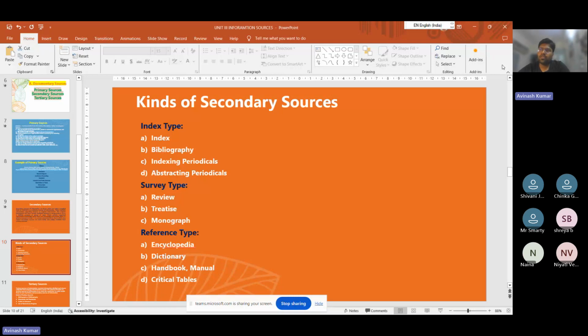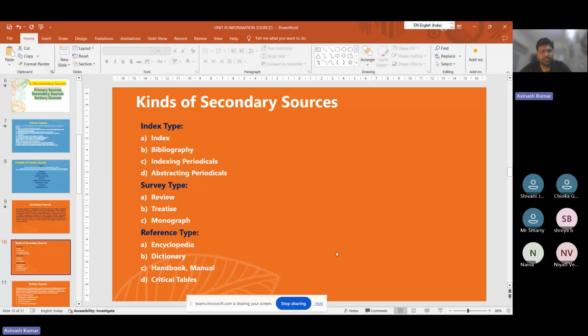Reference, as you have seen in the library, the reference section is a different part of the library, and you can study that material as a reference. You cannot issue reference sources. Okay, so these are the reference sources, right? So these are the examples.